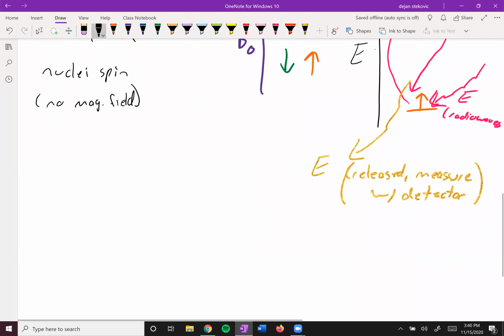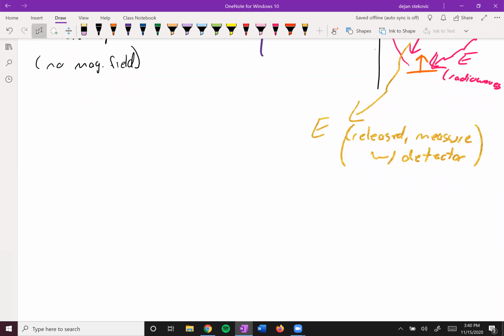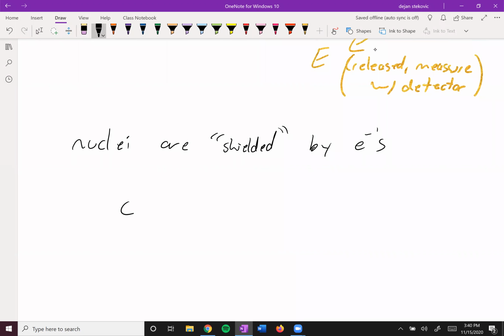And so how big this energy gap is depends on how shielded your nuclei are. So what we say is that nuclei are shielded by electrons. And so, for example, if we take a look at methanol, and specifically here, we're going to take a look at the protons. So we're talking about proton NMR here. We have these three protons, and then we have this proton right here.